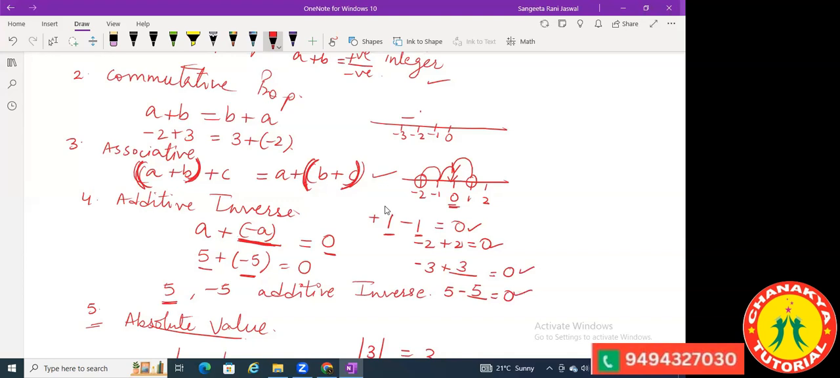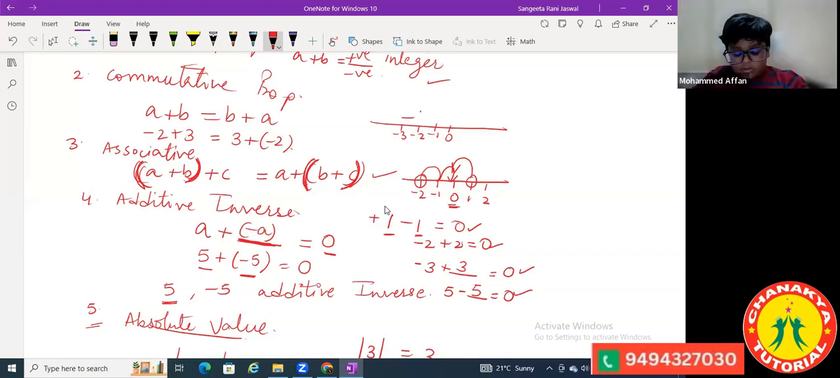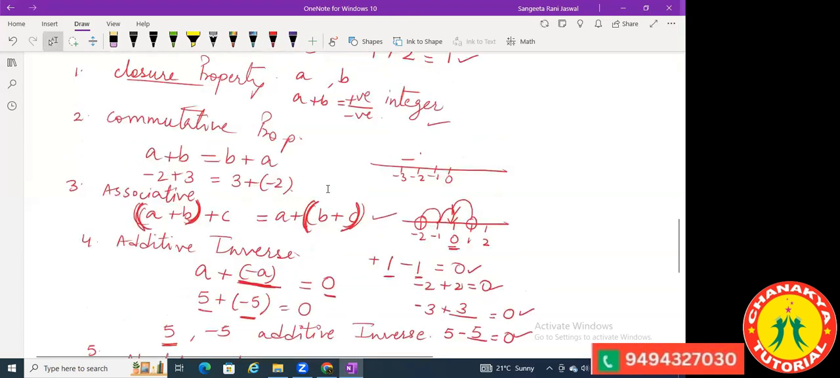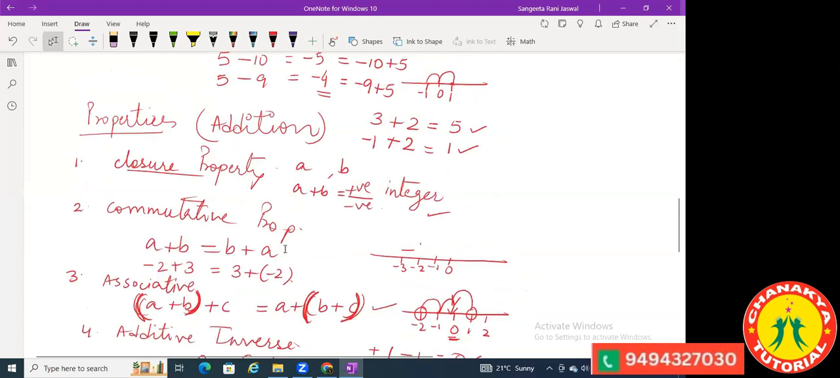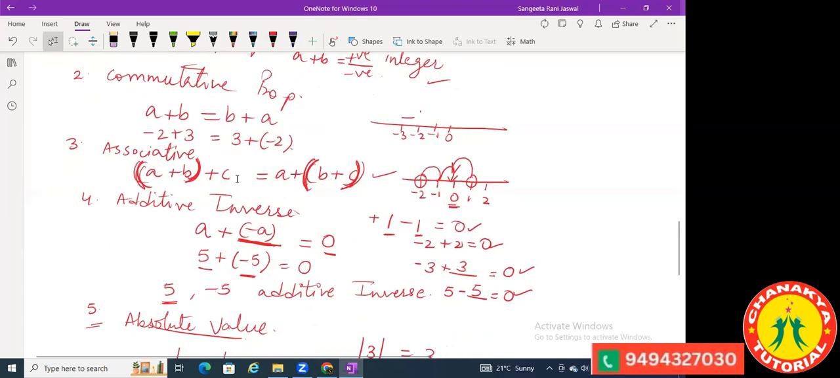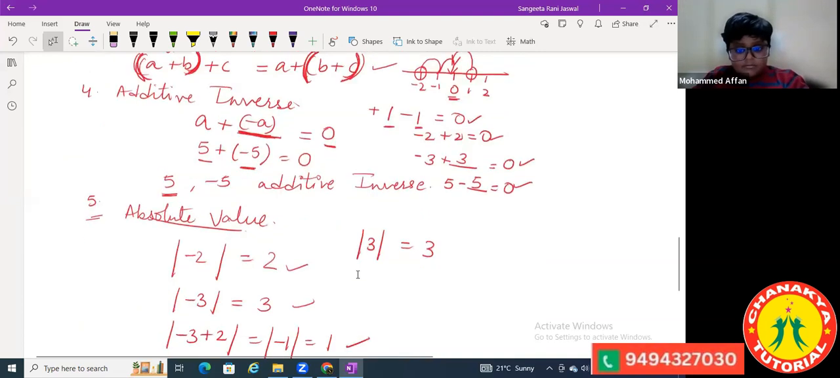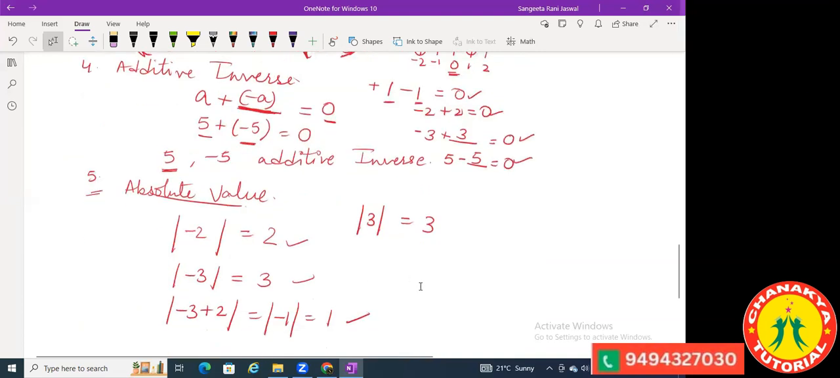Now you understand, Afan? Yes, ma'am. Now you are clear with the closure property, the commutative property, and the associative property, for which I have not yet taken any example; I will be taking it later. Additive inverse, it's clear to you? Yes, ma'am. Now coming to absolute value.